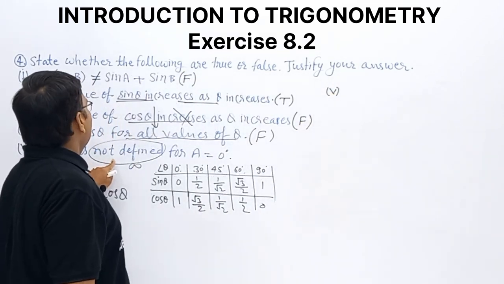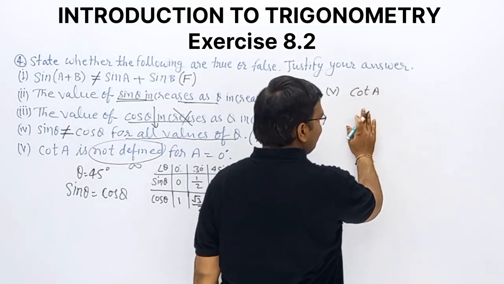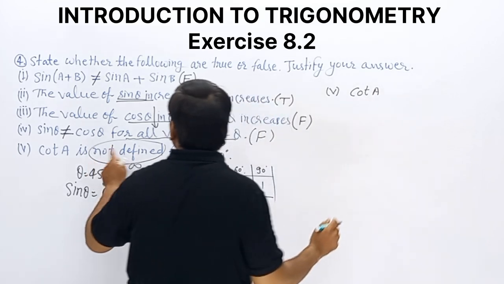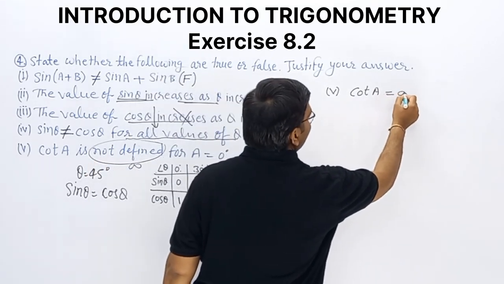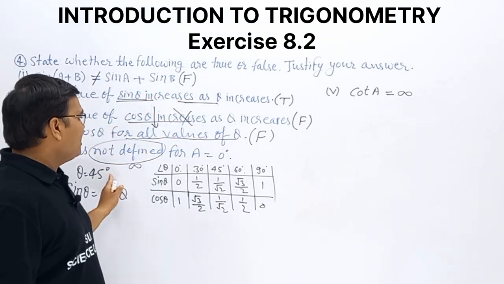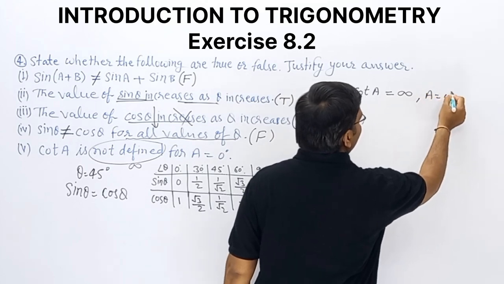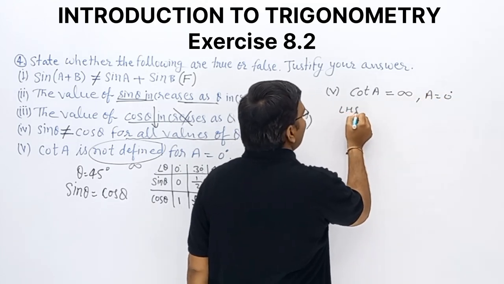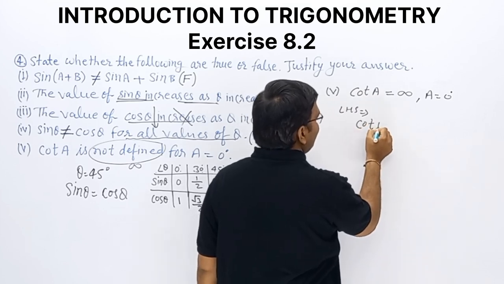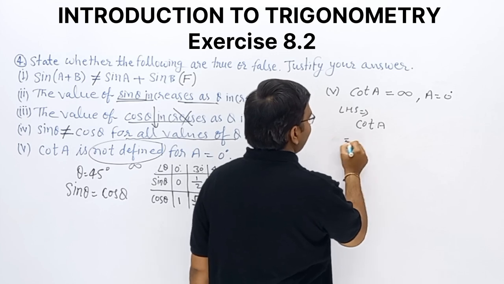Cot A is not defined. Cot A will be what? When cot A is not defined, cot A equal to infinity. Cot A equal to infinity we are having for A equal to 0 degree. So I am taking the left hand side. What is its left hand side? Cot A. What is the cot A I am taking? A equal to what? A is 0 degree.